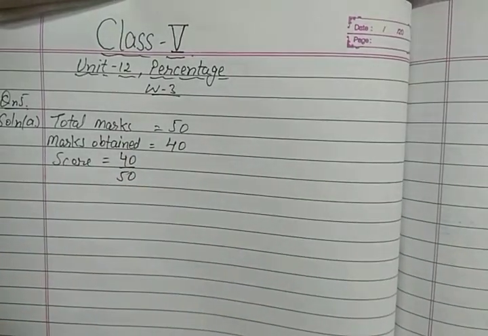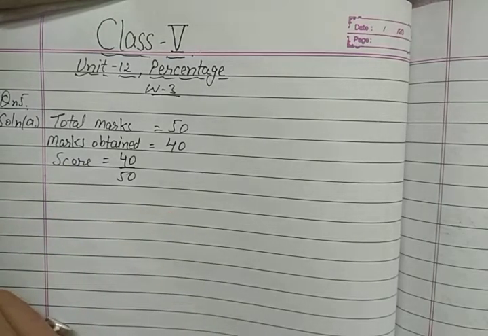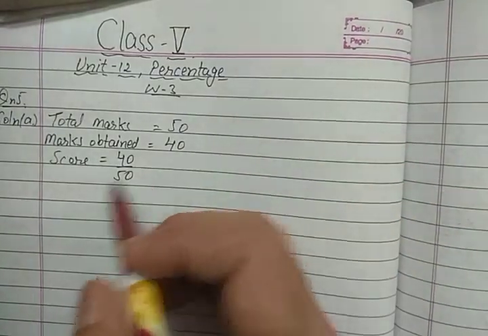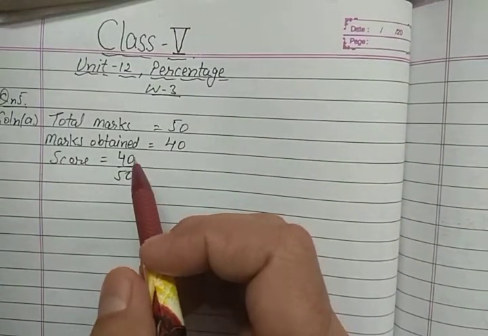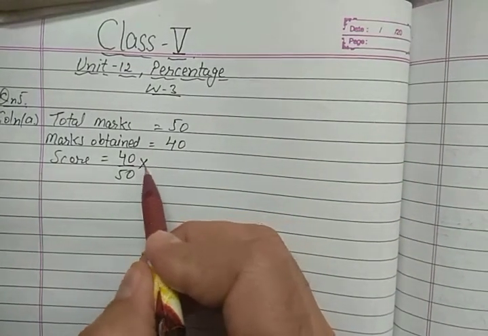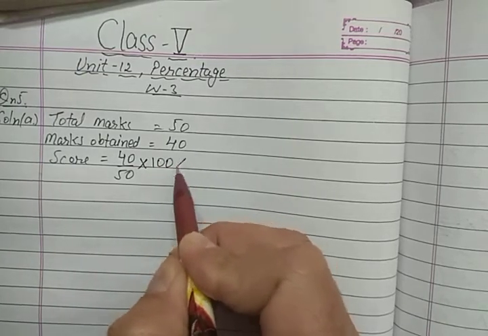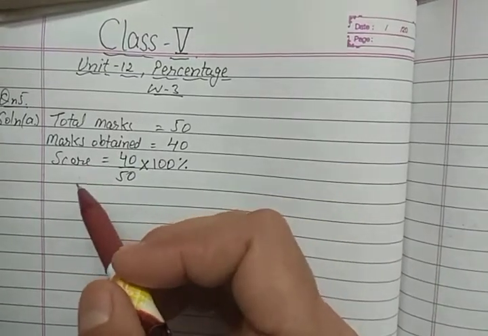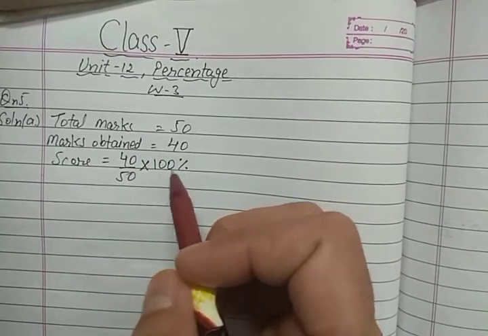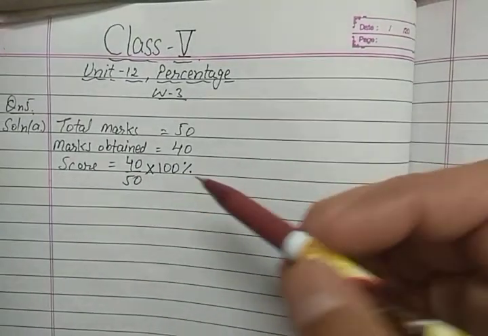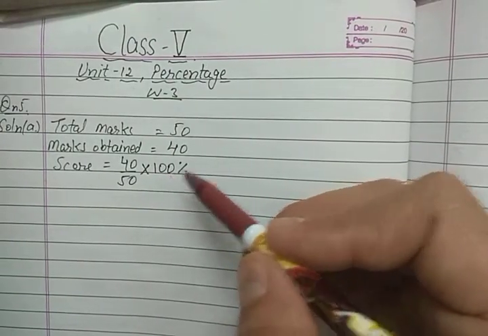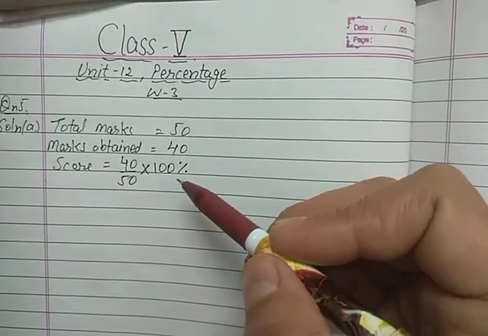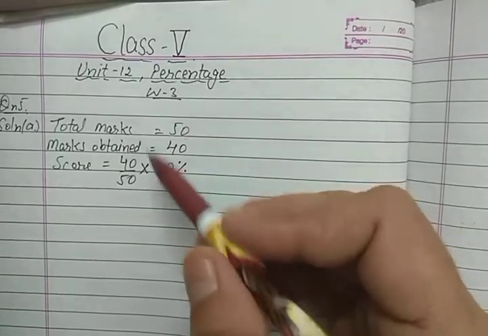Now we have to find its percentage. So to find its percentage, how can we find it? By multiplying it by 100 and writing down the percent. So that we have learned कि जब हम परसेंट में कन्वर्ट करते हैं, so what we have to do, we have to multiply it by 100 and write the percentage sign. So solve it.